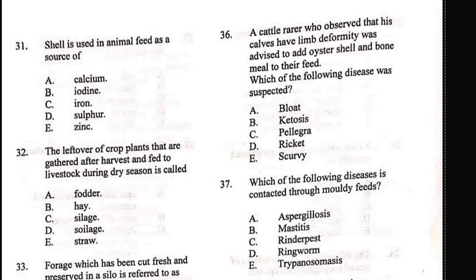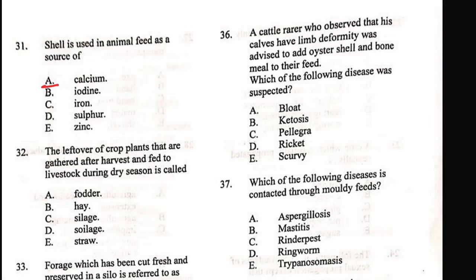Shell is used in animal feed as a source of A, calcium, B, iodine, C, iron, D, sulfur, E, zinc. The right answer for question 31 is A, calcium.